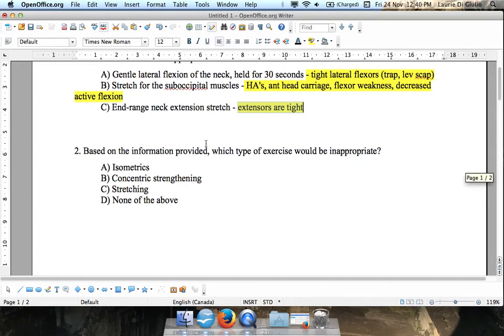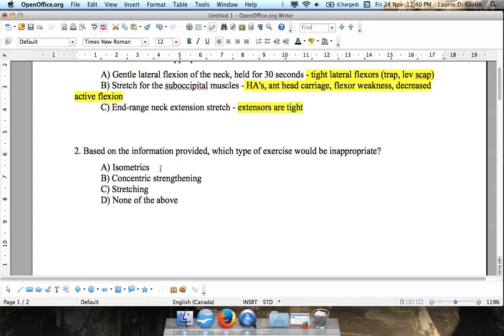Based on the information provided, which we don't know what it is, which type of exercise would be inappropriate? So you're not looking for something that's not effective. Not effective is different than inappropriate. Inappropriate is like saying contraindicated. So you're looking for which of these is contraindicated. Here are your answers: isometric, concentric, or stretching. It's not telling you what muscle is being targeted. It's just telling you the types of stretch or strengthen.